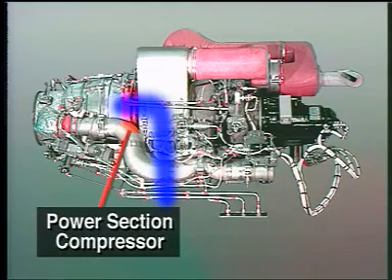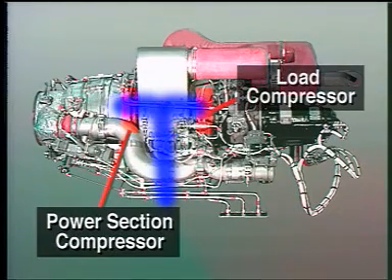The air flows directly to the power section compressor where it is compressed and used for combustion, oil system pressurization, and for the operation of the surge control valve and the bleed load valve. The airflow through the load compressor is controlled by the internal inlet guide vanes, which are positioned by the inlet guide vane actuator.